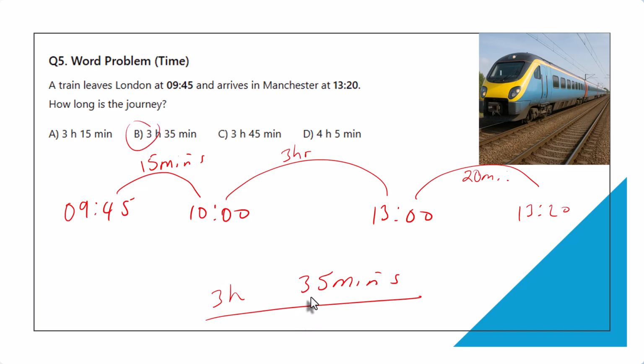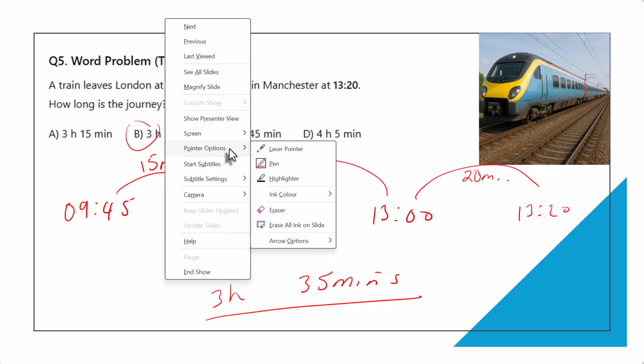So sometimes it's always good to do a question twice. Maybe you're not thinking or you made a mistake, like I made that mistake. So the answer is 3 hours and 35 minutes. Okay, so that's it, which is B.